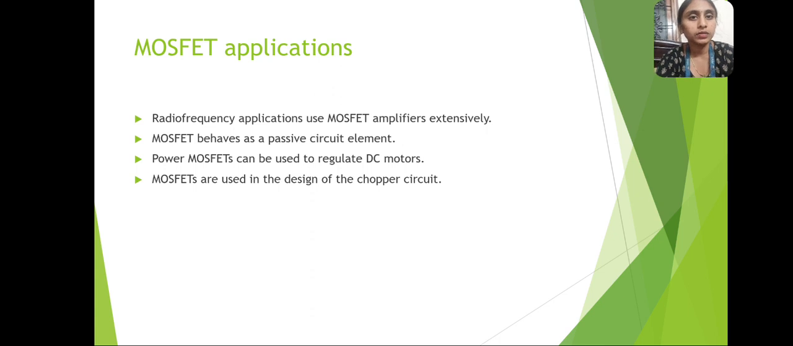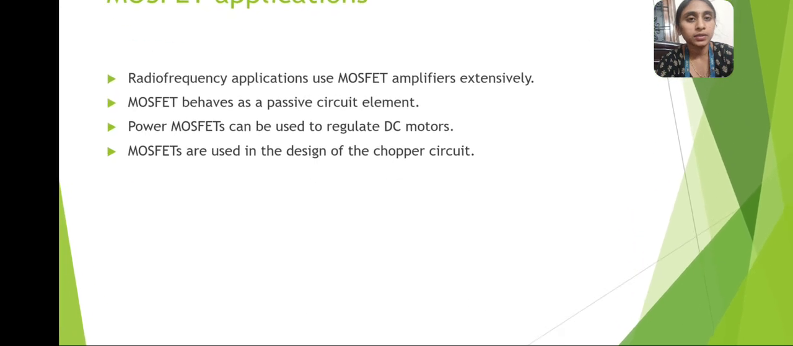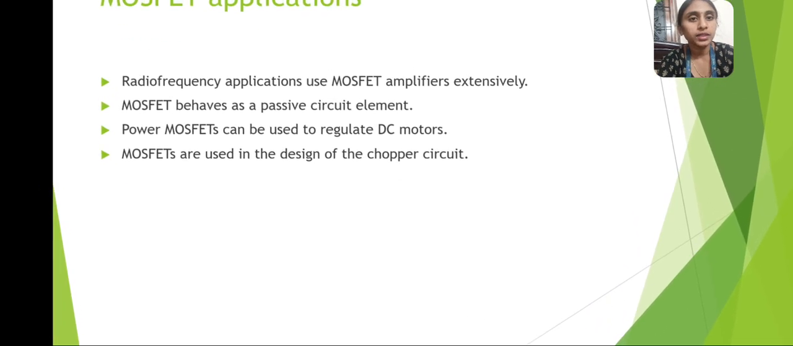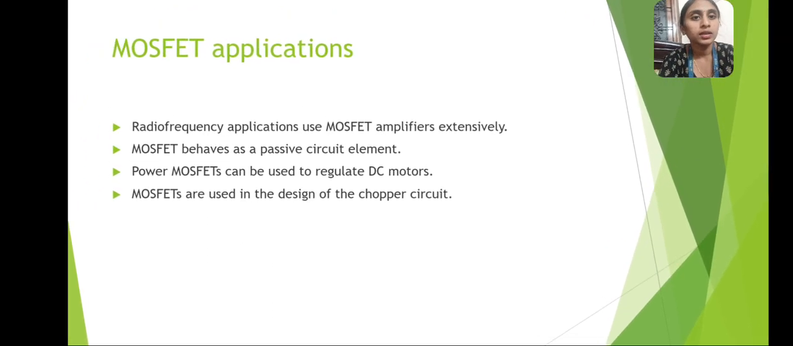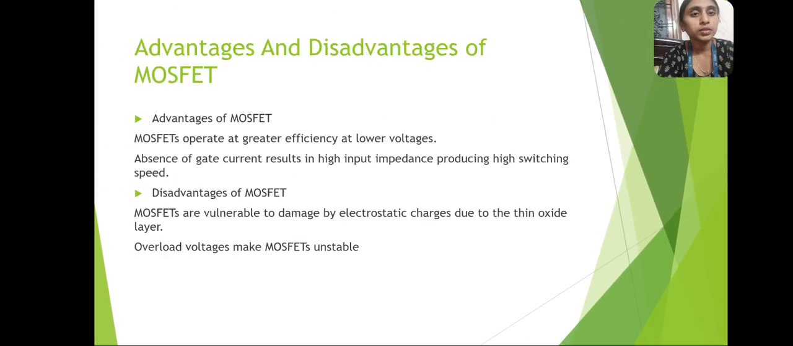The MOSFET applications: radio frequency applications use MOSFET amplifiers extensively. MOSFET behaves as a passive circuit element. Passive circuit elements are resistor, inductor, and capacitor. Power MOSFET can be used as a regulated DC motor drive. MOSFETs are used in the designing of chopper circuits.